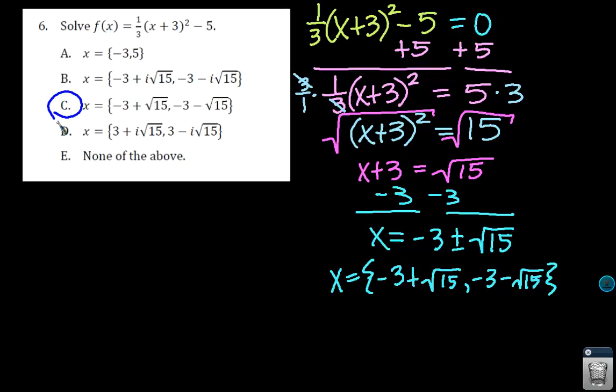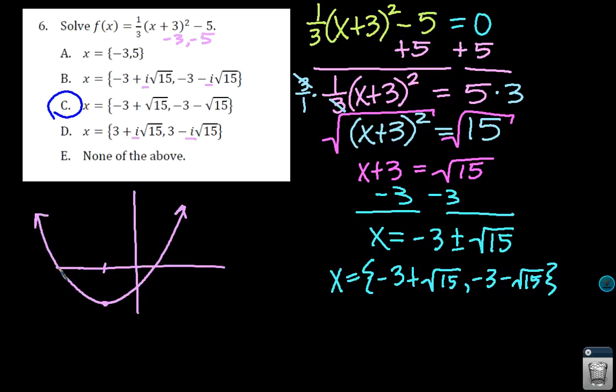We should be able to tell that it's not going to be any of these that have i's, because it's not imaginary. The roots are not imaginary. If I have an x and y axis, and I know that my vertex is at negative 3, negative 5, my vertex is down here somewhere, and it's got a positive a value, which means it opens upward.